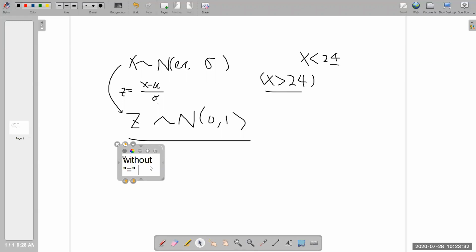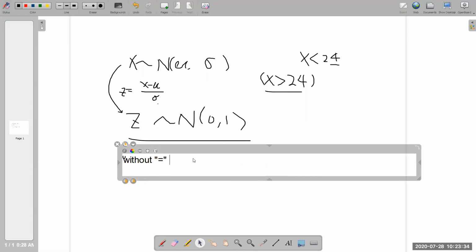Then what happened to the probability? Compared to when you have the equal sign, you're going to have a smaller probability, right? You're missing a point. So in this case, we're going to either add or subtract 0.5. You will always add or subtract 0.5. But if you don't have an equal sign, you're going to try to decrease the probability of the event. So we know probability in a normal distribution is just area, right?